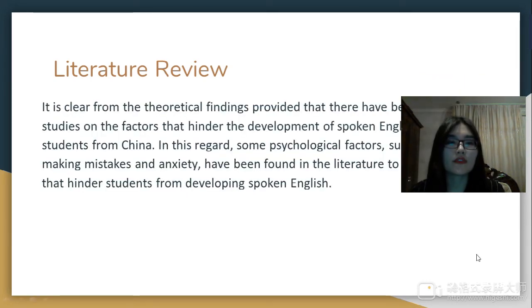The literature review. It is clear from the theoretical findings provided that there have been many studies on the factors that hinder the development of spoken English among students from China. In this regard, some psychological factors such as fear of making mistakes and anxiety have been found in the literature to be the reasons that hinder students from developing spoken English.